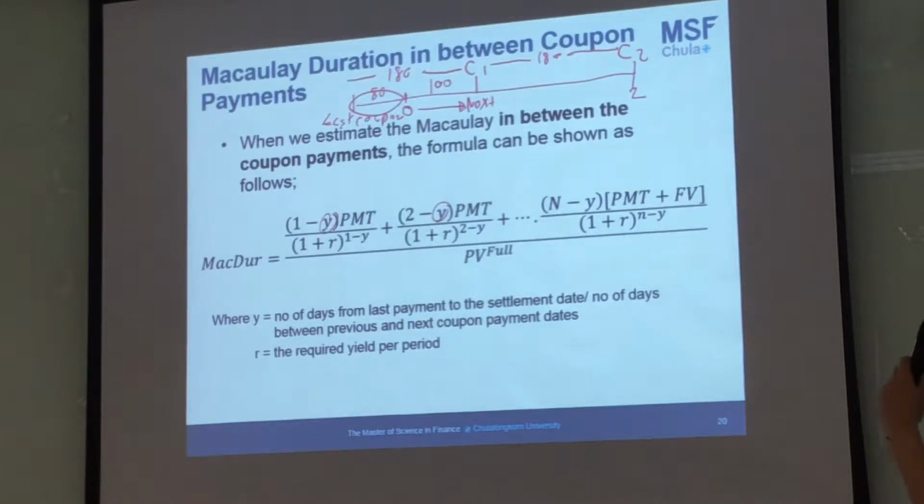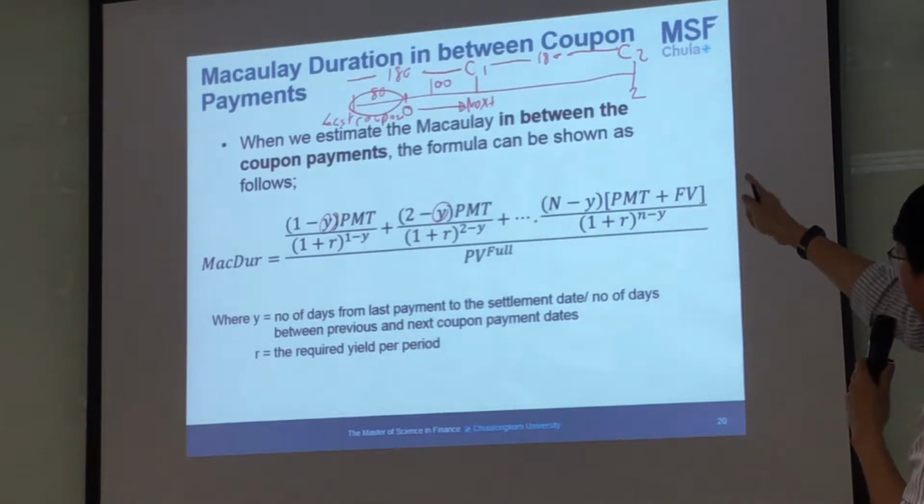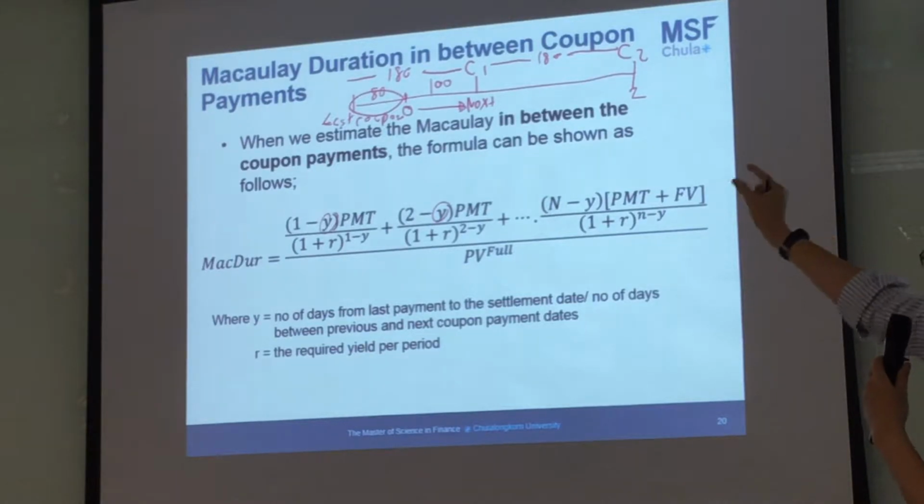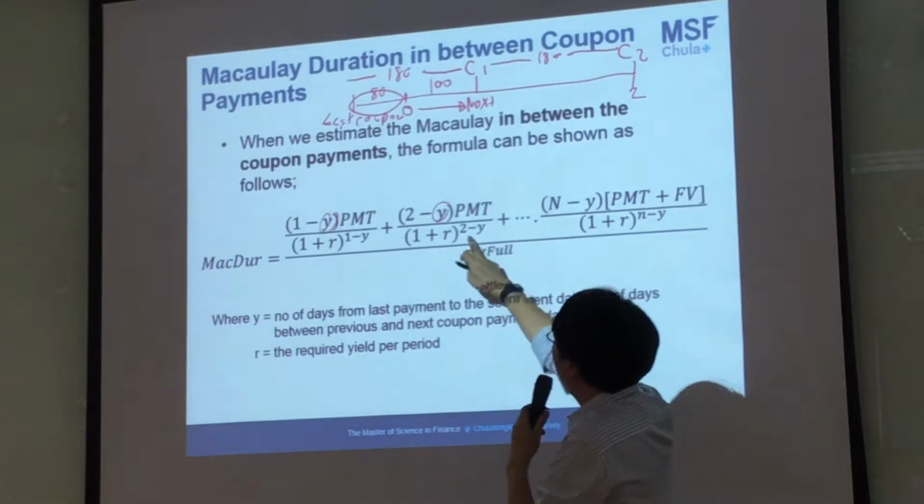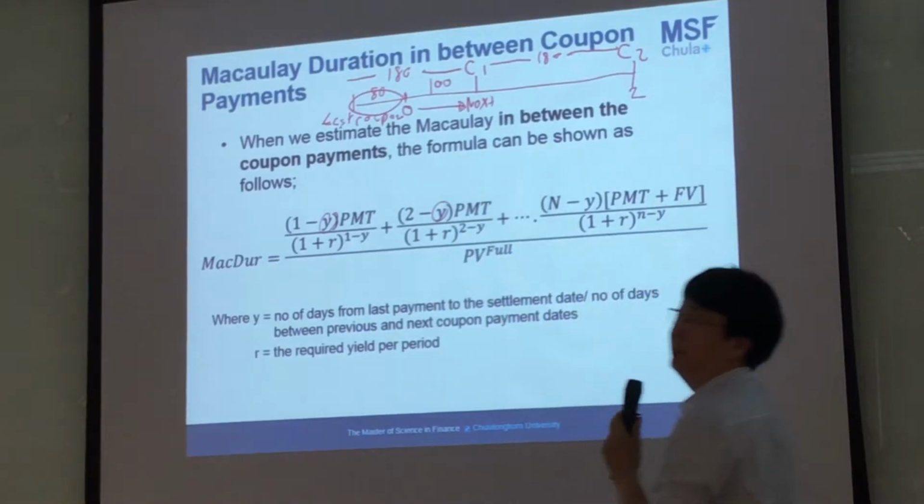And then from the first coupon to the second one, this is another 1 period. That's why it's equal to 1 plus something, or it's equal to 2 minus y.